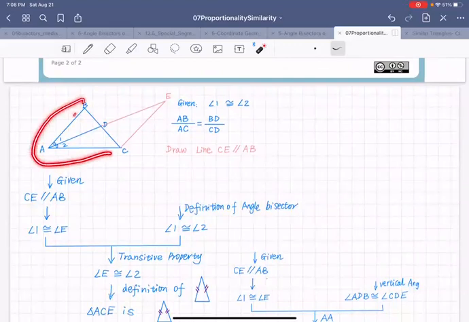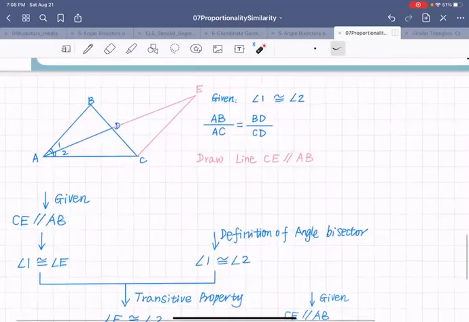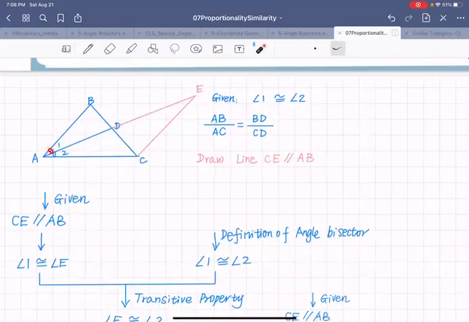In this triangle, everybody pay attention here. Angle 1 is congruent to angle 2. So this is an angle bisector. This AD is the angle bisector of angle BAC. If AD is the angle bisector, then AB over AC equals BD over CD. This is called the angle bisector theorem. And we want to prove this one by ourselves.